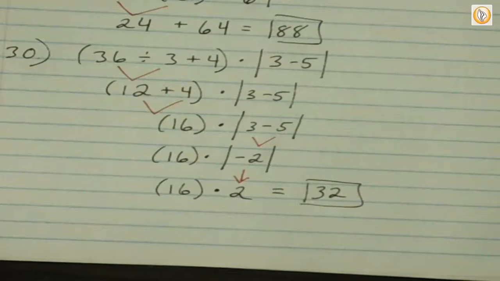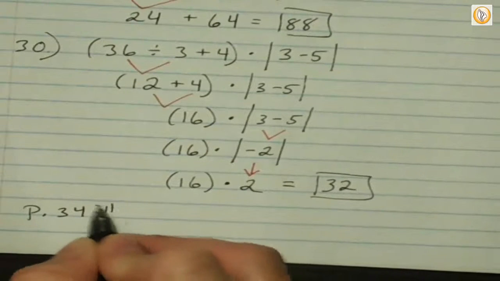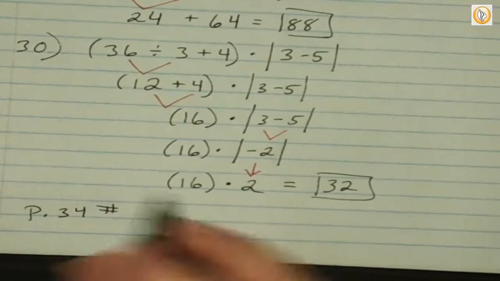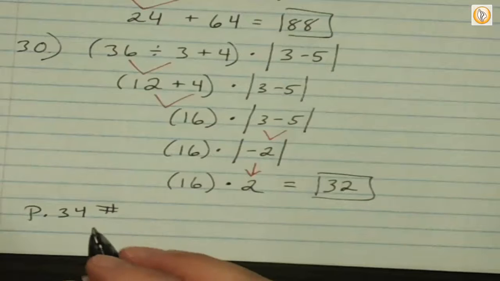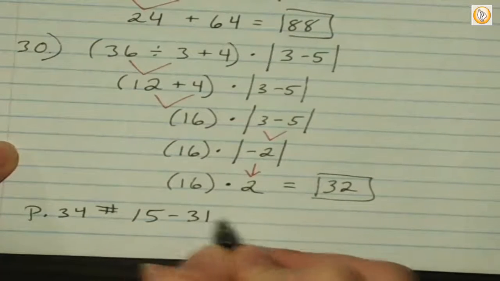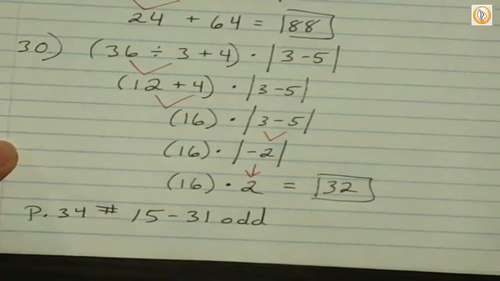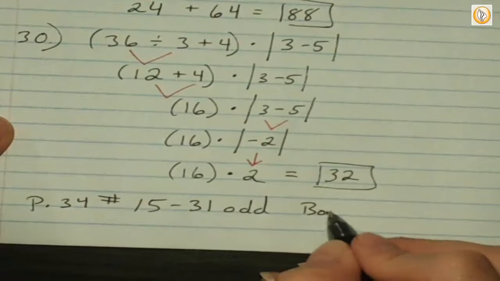All right, let's get started. Page 34, numbers. Okay, since you have a test tomorrow, 9 problems. All right, 1, 2, 3, 4, 5, 6, 7, 8, 9. There you go. Bonus.